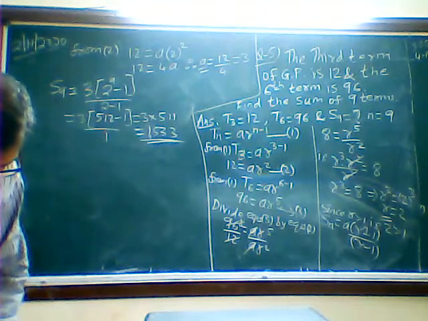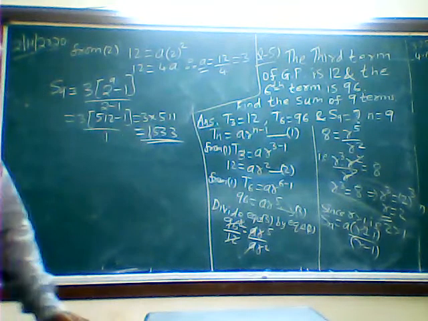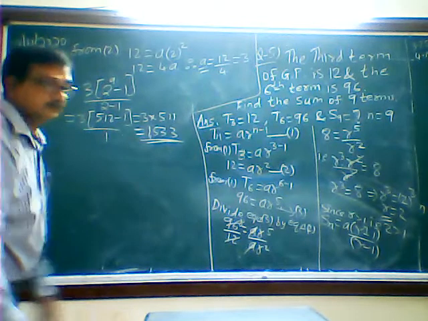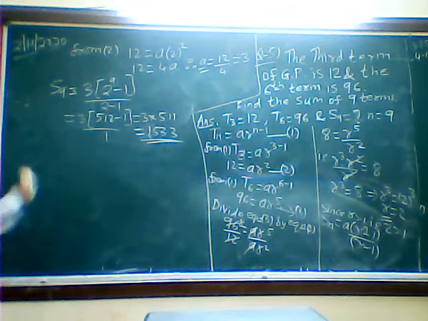Okay, now again we will do a similar kind of problem to what we have done in arithmetic progression. Three numbers are in GP, they will give. Okay, now fine. I will rub the complete board and then we will start.